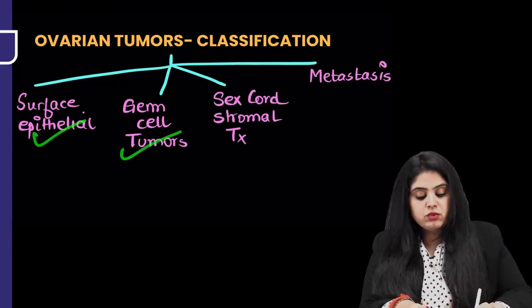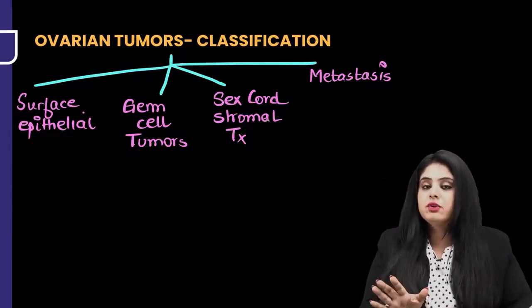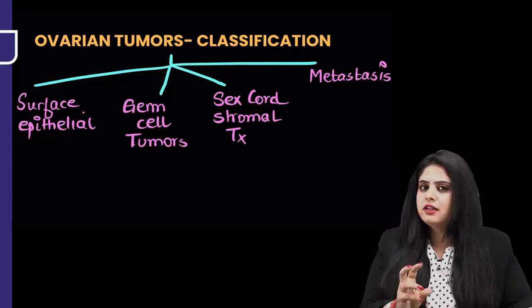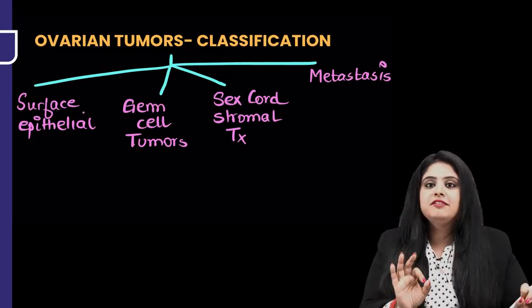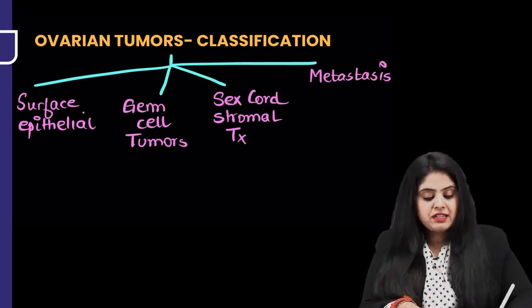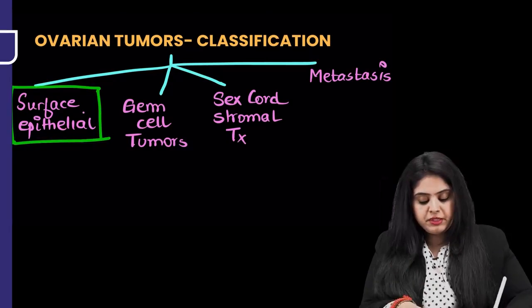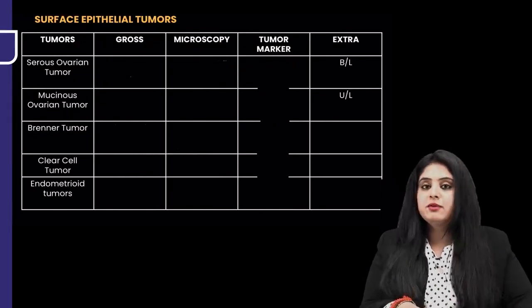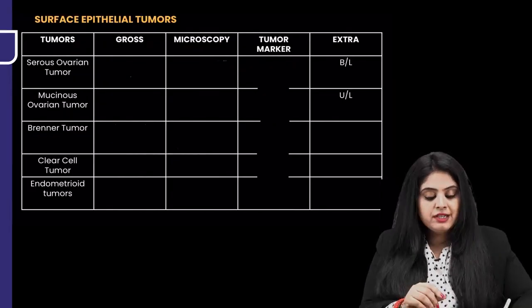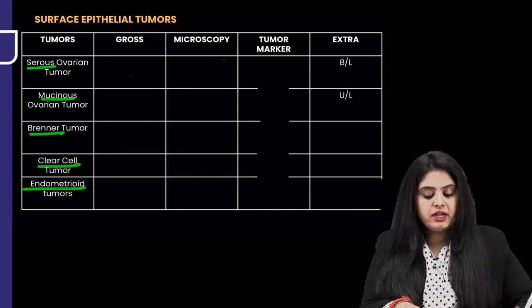So I've got 1, 2, 3, 4 tables, and the story of ovarian tumors will be done. It is a slightly congested table, but it's very good for your end day revision. Starting first and foremost with surface epithelial tumors, these are all the tumors that you have to know. Quickly go through their names. Serous tumors, mucinous tumors, Brenner tumor, clear cell tumor, endometrioid tumor.